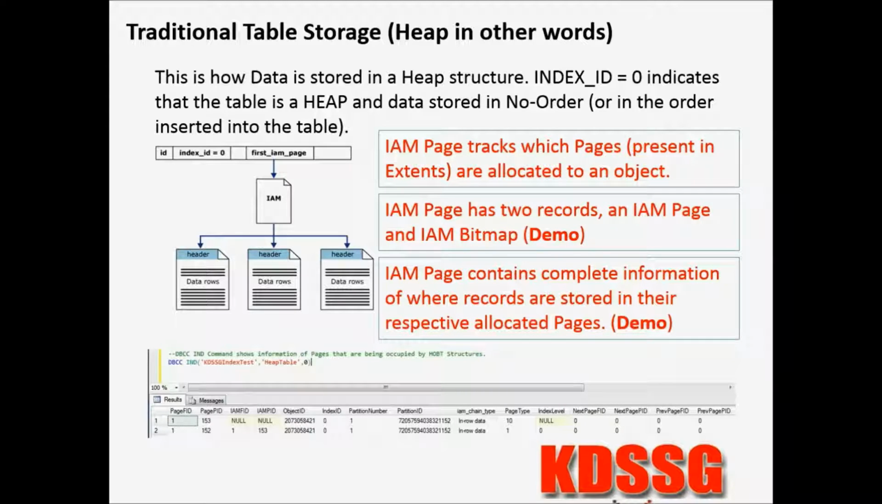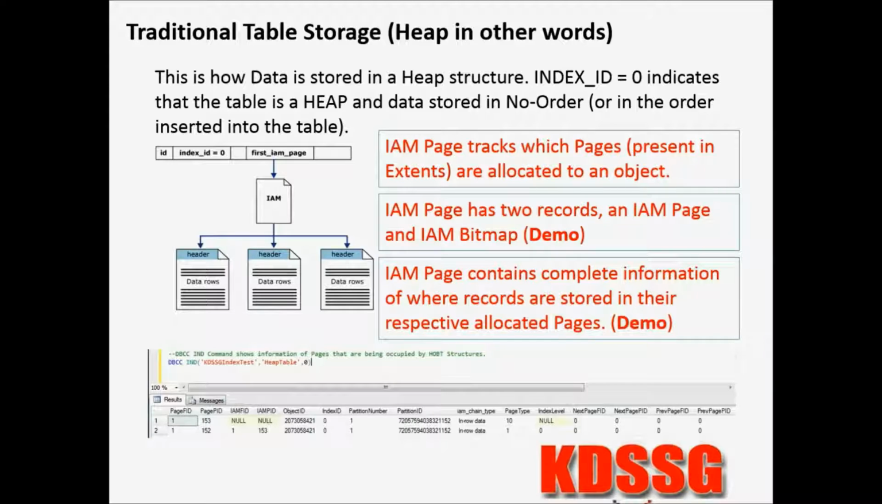So the IAM has complete clarity of how many pages your table is using. Now, this can be shown here. I'm going to take one more example, where we will run a command called DBCC IND, which you can see in my slide itself and which I'll show in the demo now, where we can clearly see the page number of the IAM. So I'm going to take you back to one more demo.